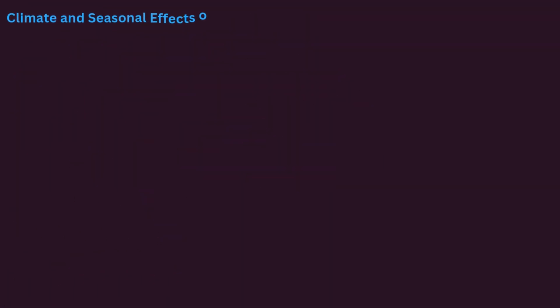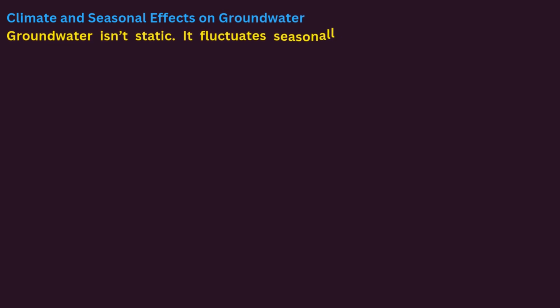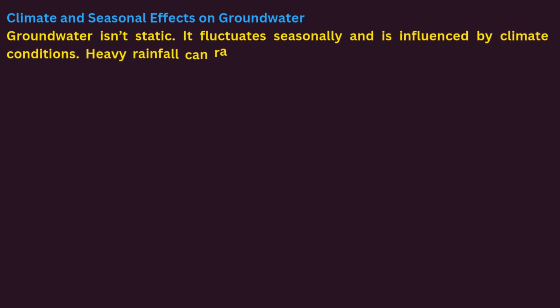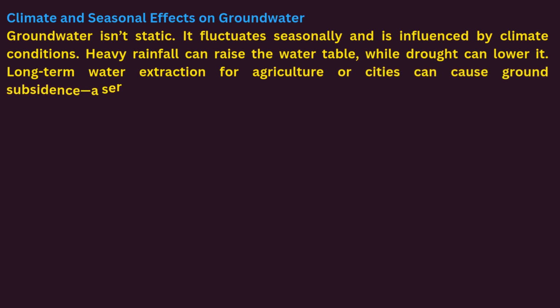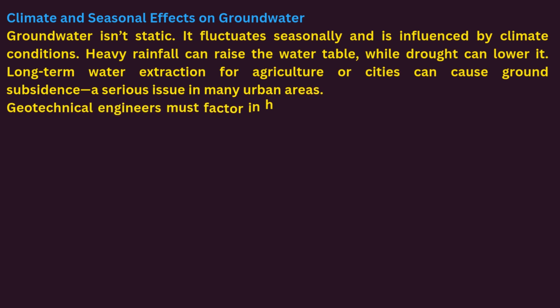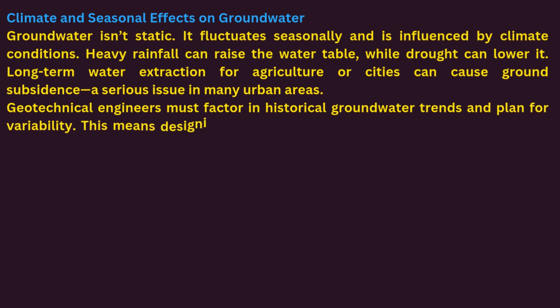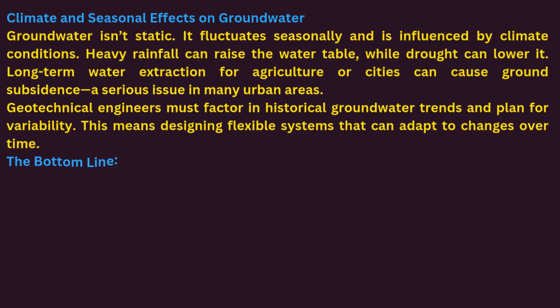Climate and seasonal effects on groundwater. Groundwater isn't static. It fluctuates seasonally and is influenced by climate conditions. Heavy rainfall can raise the water table, while drought can lower it. Long-term water extraction for agriculture or cities can cause ground subsidence, a serious issue in many urban areas. Geotechnical engineers must factor in historical groundwater trends and plan for variability. This means designing flexible systems that can adapt to changes over time.